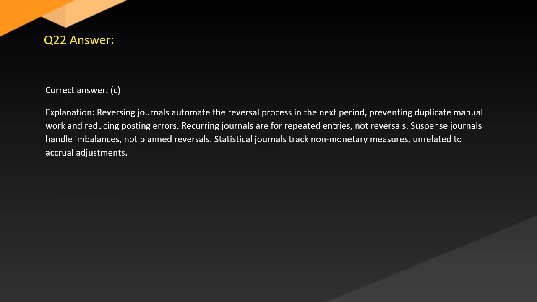Answer. Correct answer: C. Explanation. Reversing journals automate the reversal process in the next period, preventing duplicate manual work and reducing posting errors. Recurring journals are for repeated entries, not reversals. Suspense journals handle imbalances, not planned reversals. Statistical journals track non-monetary measures unrelated to accrual adjustments.